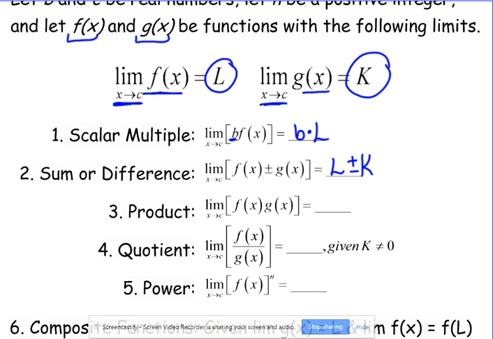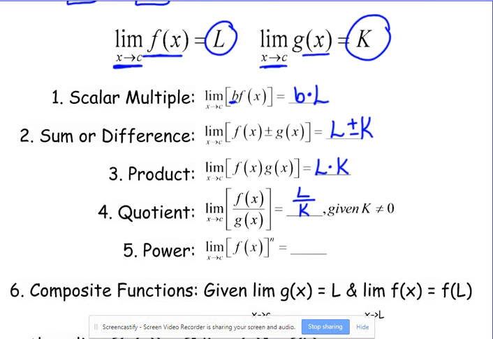Product, same thing. If we're multiplying f of x and g of x, then the limit is going to be the product of their limits. Same thing for a quotient. If we're dividing them, it's the division of their limits, as long as k is not 0. If the limit of g of x is 0, then that's not going to work. You're going to end up undefined. But otherwise, it's just L over k.